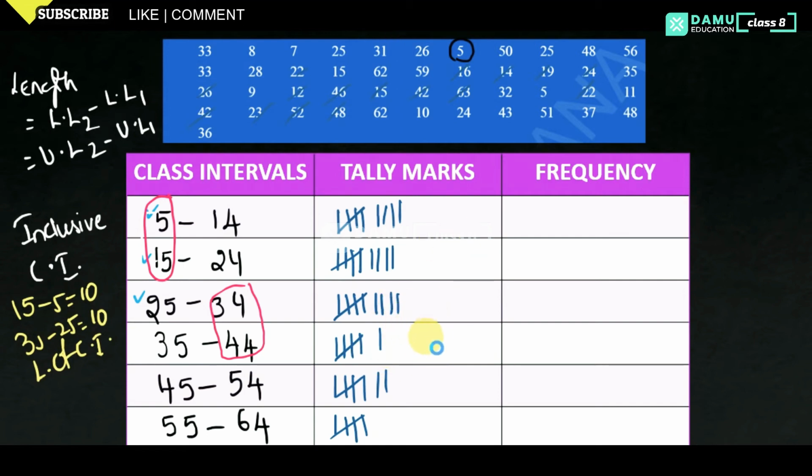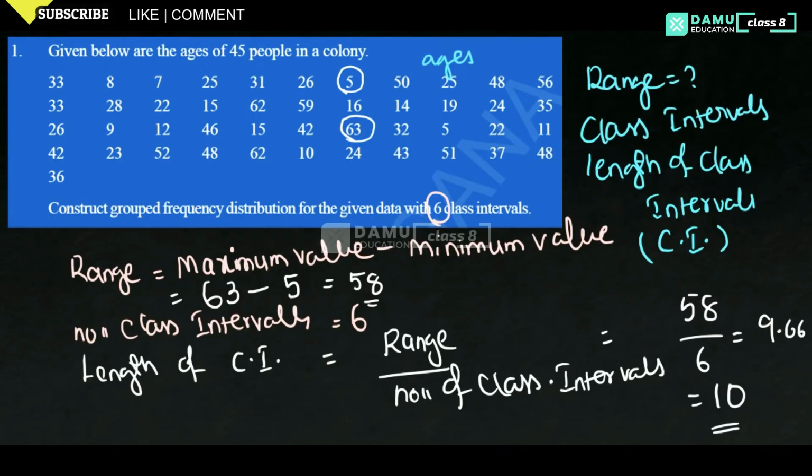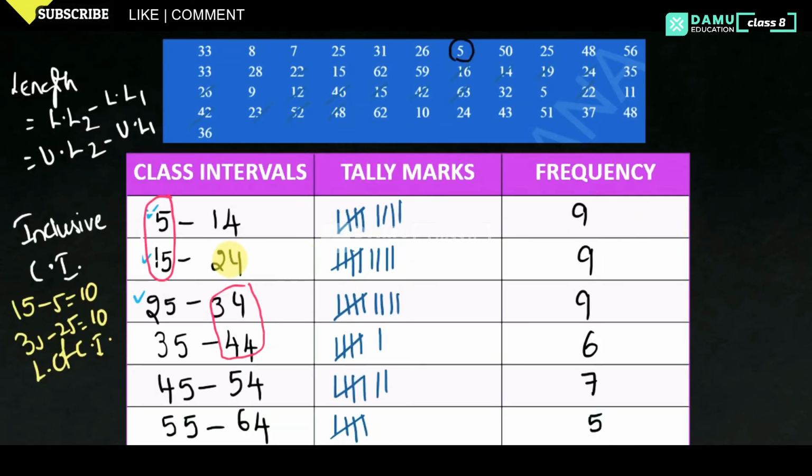So we have written the tally marks for all 45 values. Then we have to write the frequency, how many times each is repeated. This is 9 times, this is 9, this is 9, this is 6, 7, 5. So the number of persons between ages 5 and 14 is 9 members, and 15 to 24 is 9 members, and so on.